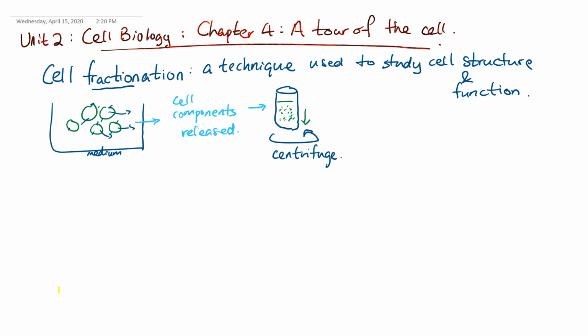Once you rotate it, those that are heavy are going to sink to the bottom. And those that are light are going to stay afloat. So those that are light will be separated and stay at the top part, and the heavy cell components are going to stay at the bottom. So now you have successfully separated different parts of the cell, and now you can study each of these structures and components individually.